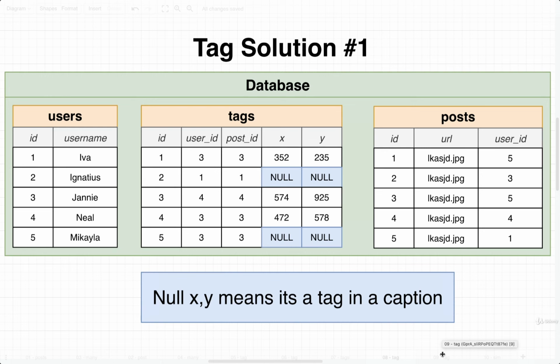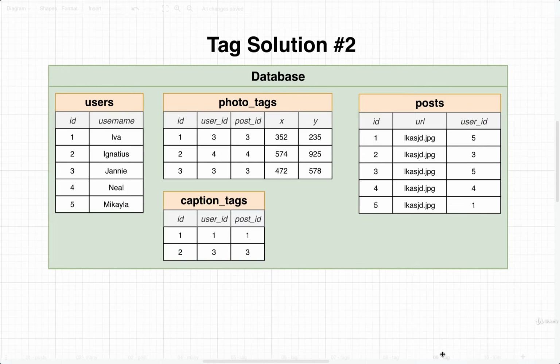So if we want to treat these as two separate kinds of resources or two separate kinds of tags, maybe a better solution would be to make two separate tables, one called photo tags and one called caption tags. And then the only real difference between these is that photo tags has the XY coordinate of where the tag was applied in a photo, and caption tags has just the ID of the user that was mentioned and the post that they were mentioned in. And that's pretty much it.